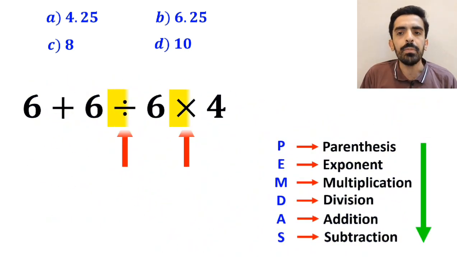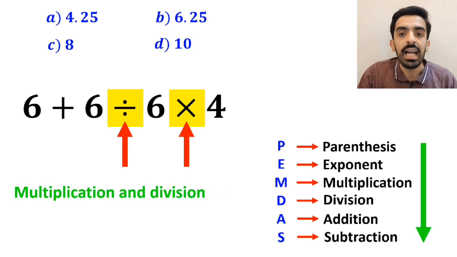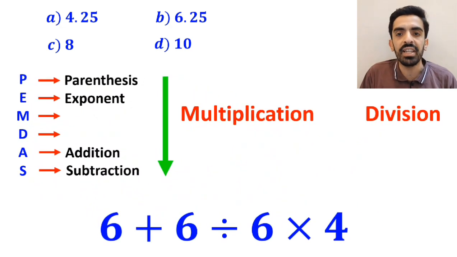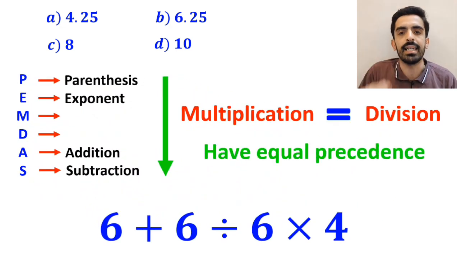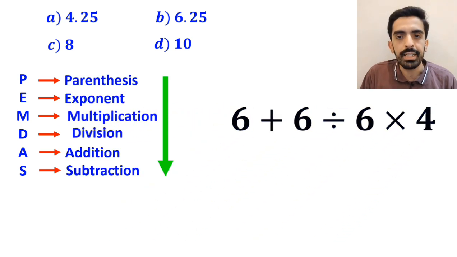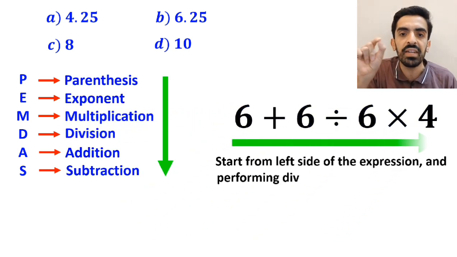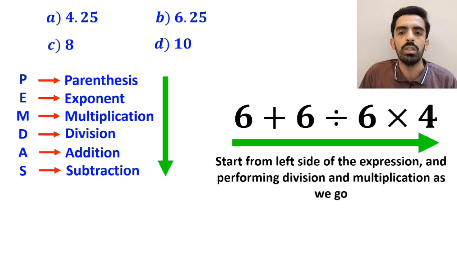Alright, now it's time to perform the division and multiplication, because multiplication and division have higher priority than addition. However, we must pay close attention that multiplication and division have equal precedence. In this situation, the best thing to do is to start from the left side of the expression and perform division and multiplication as we go.